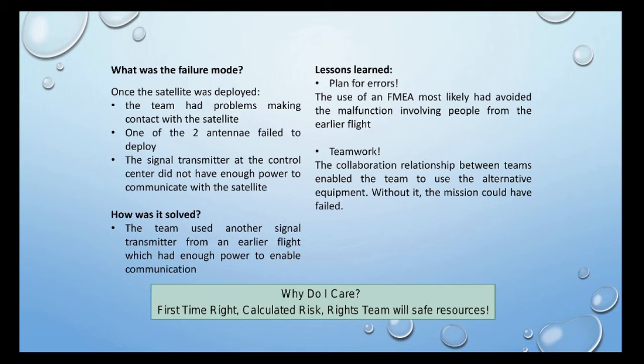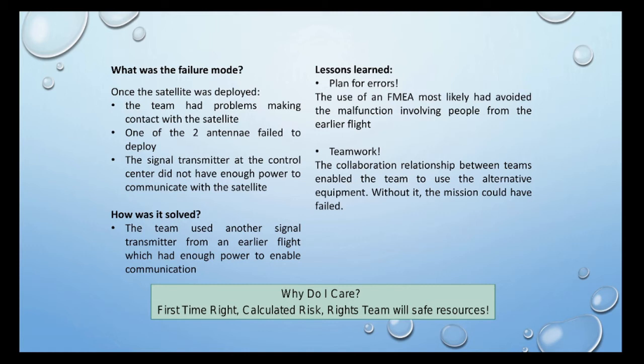And the third problem they faced is that the signal transmitter at the control center did not have enough power to communicate with the satellite. The signal transmitter in the cube satellite did not perform well enough to make clear communication with the NASA unit. These are the failure modes they faced at the time of launch.